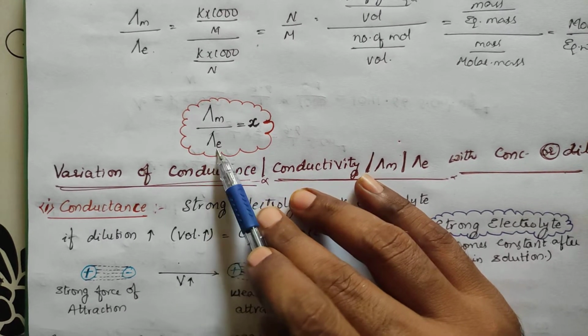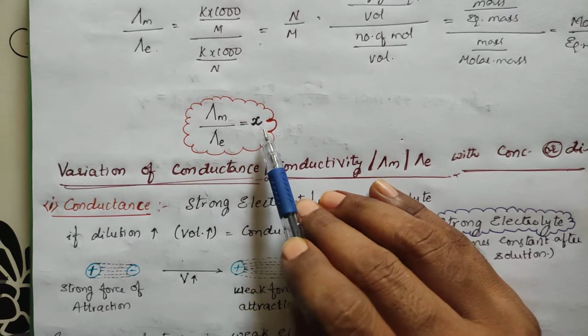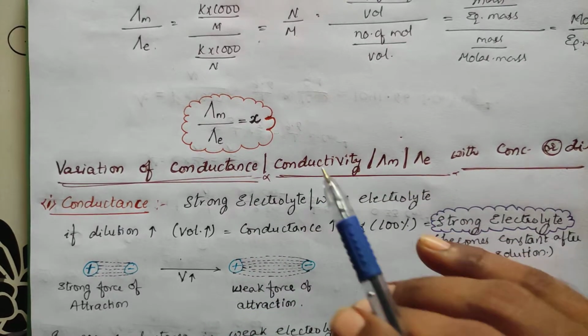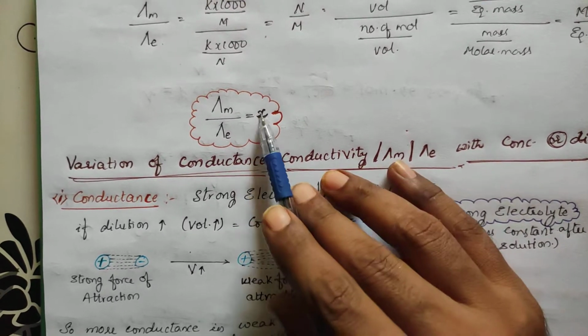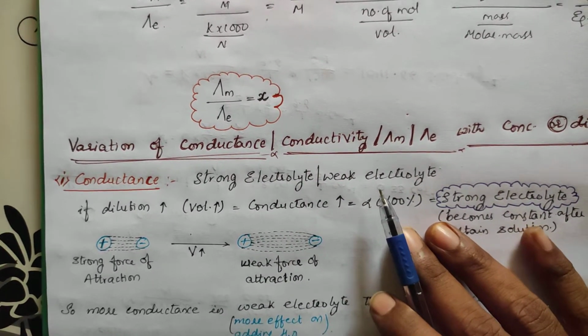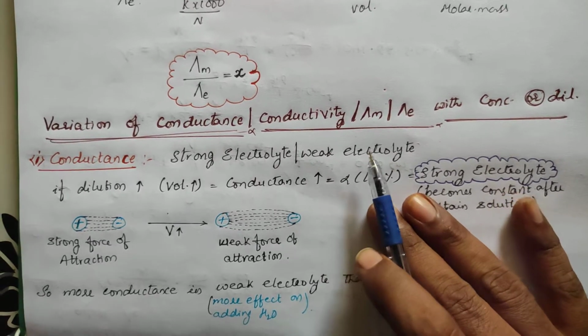So molar conductance by equivalent conductance will be equal to the valency factor, or molar conductance will be equal to equivalent conductance into valency factor. That is the relation. Based on that you will have some problems.